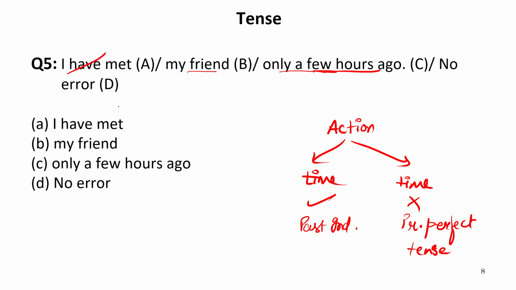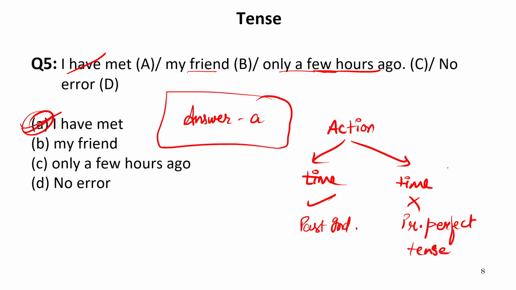Therefore, this have should be removed from part A. So our error is in part A. So our answer is A. The correct sentence will be, I met my friend only a few hours ago. Now this is a trick that whenever any action takes place, it must have happened in a particular time or in a particular duration of time. Now, if we know the time of action, the time should be of past and we'll make the sentence in past indefinite. Or if we do not know the time of action, we can make it in present perfect tense. Now let us move to the next one.